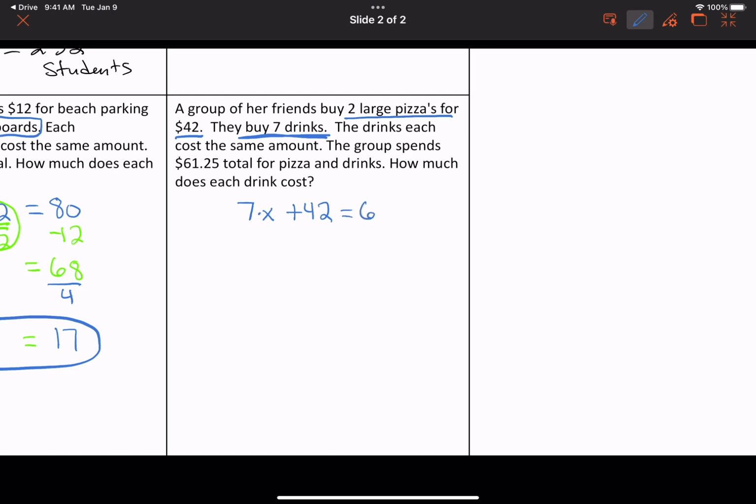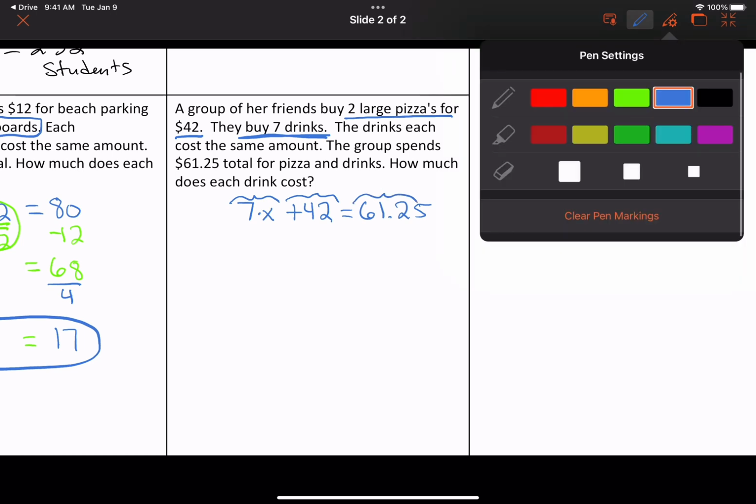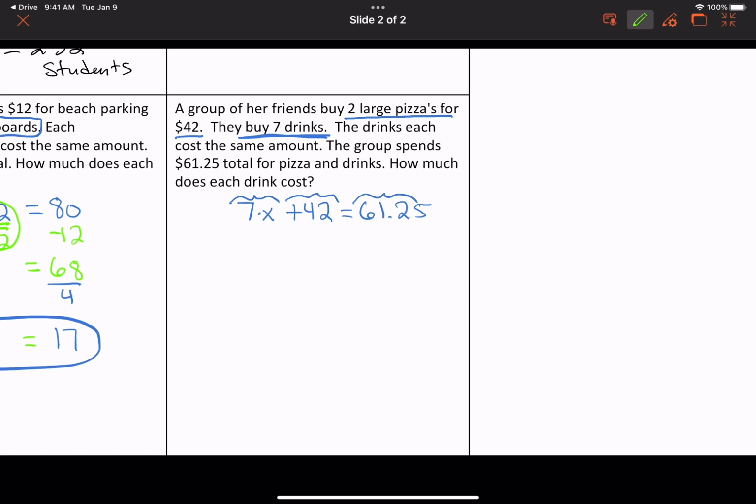We know that they spent a total of $61.25. So this is our 7 drinks. This is our 2 pizzas. And this is our total. Solve away. You should have subtracted 42 from both sides. Used your calculator probably to do that one. 61.25 minus 42 comes out to be $19.25. I'm going to just double check here really quick because I like to.